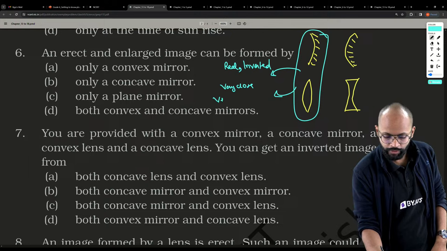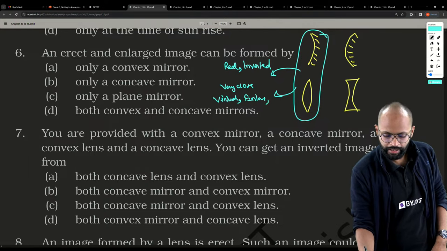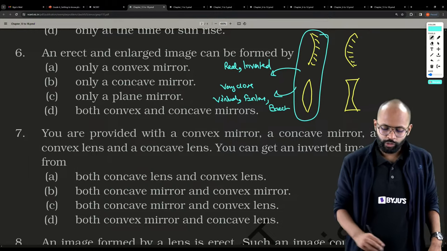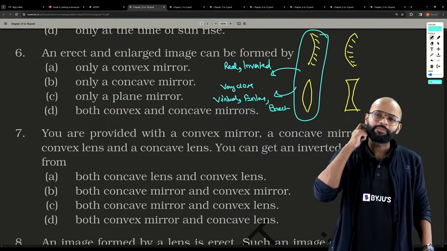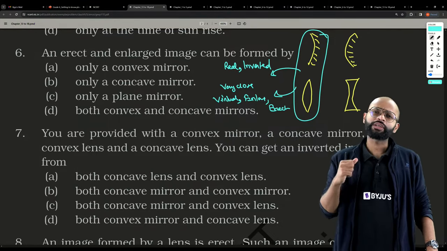they will form virtual, enlarged and erect image. ये तुम्हारे चैनल पे इतने सारे शॉर्ट्स, इतने एग्जाम्पल, इतने एक्सपेरिमेंट करके डाले हुए हैं, तुम देखते नहीं हो क्या वो सब?